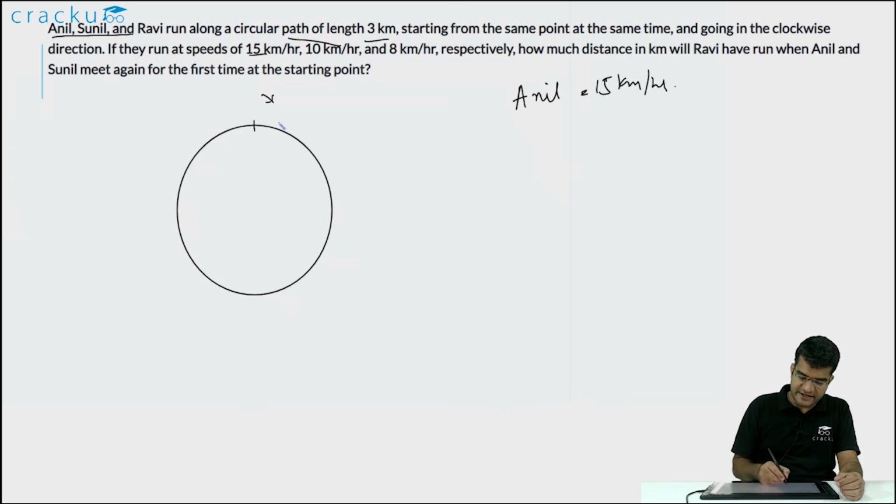And the length of the track is 3 kilometers. So after how much time will Anil complete one revolution? That will be equal to 3 by 15 hours, which is 1 by 5 hours, which is equal to 12 minutes.